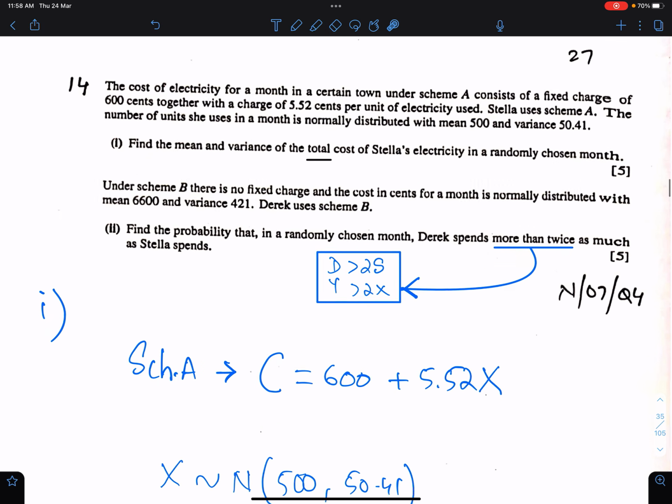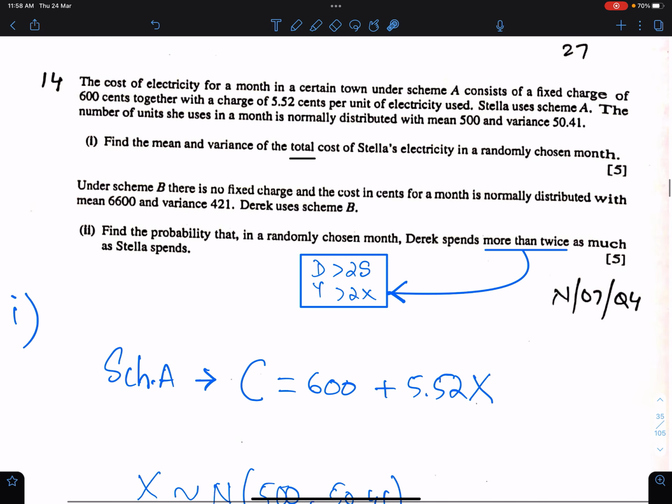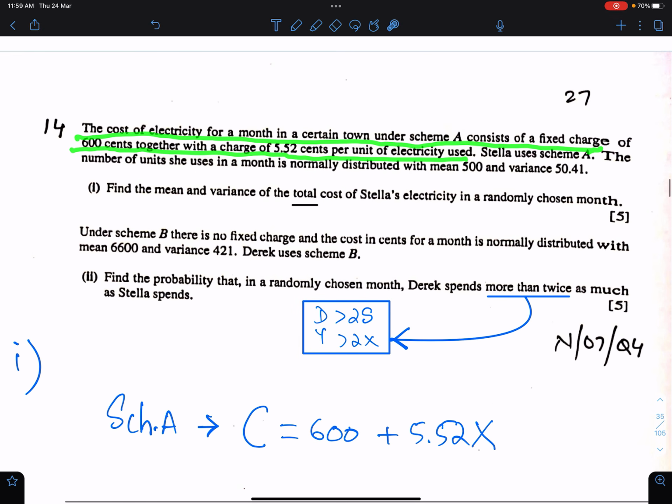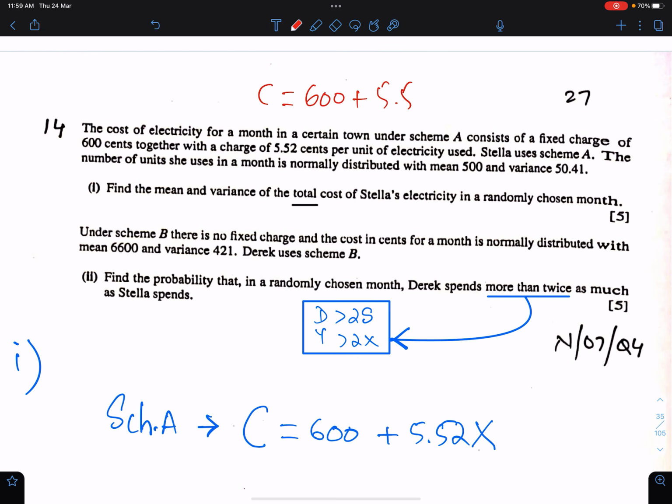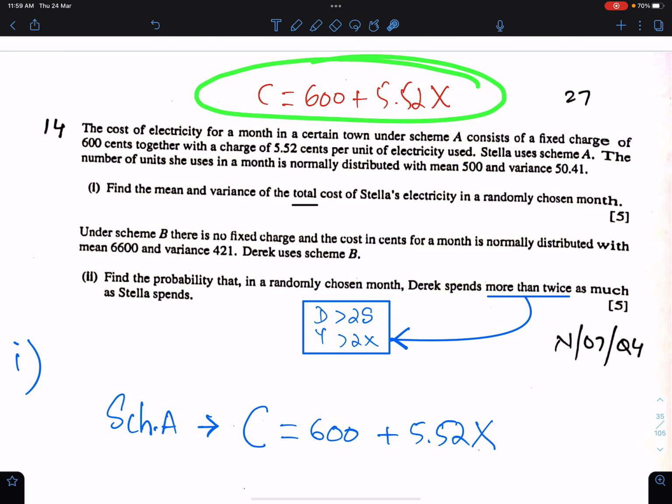Next question. Number 14. The cost of electricity for a month in a certain town under scheme A consists of a fixed charge of 600 cents together with a charge of 5.52 cents per unit of electricity used. So the equation of the total cost is 600 fixed charge and then 5.52 per unit. If units are x, so 5.52 times x.